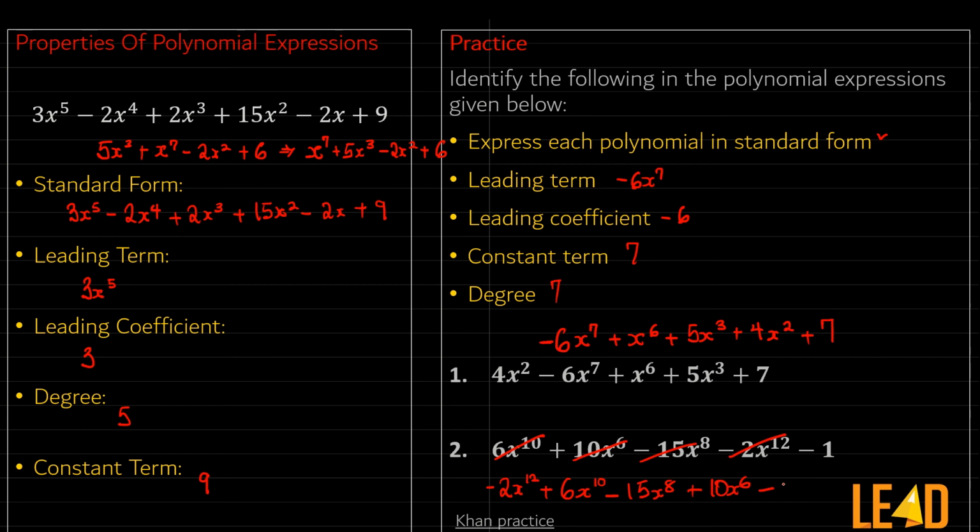Okay, so to answer the remaining questions, the leading term is negative 2x to the power of 12, right? The leading coefficient is negative 2. The constant term is negative 1. And the degree of the polynomial is 12, right? So it's a 12-degree polynomial.